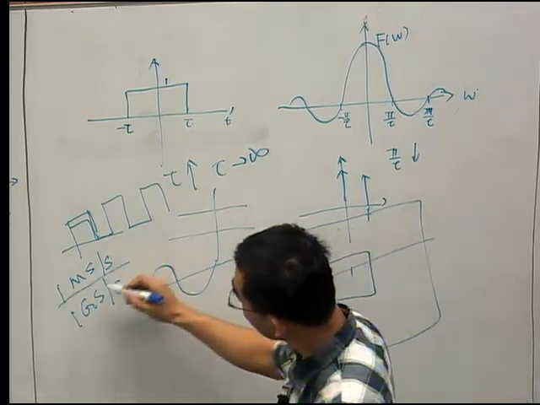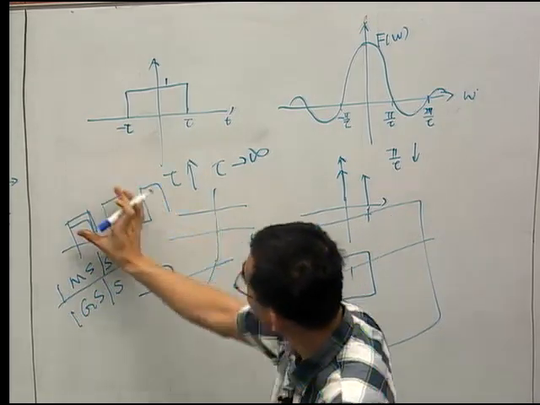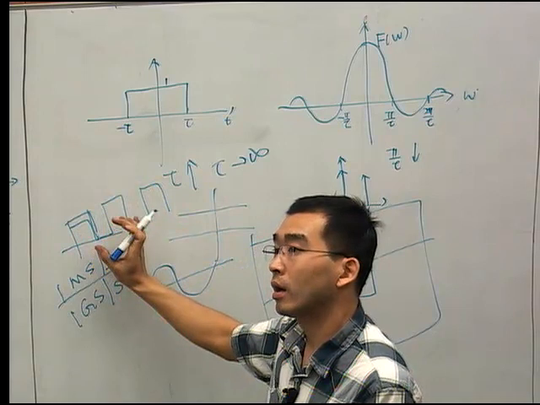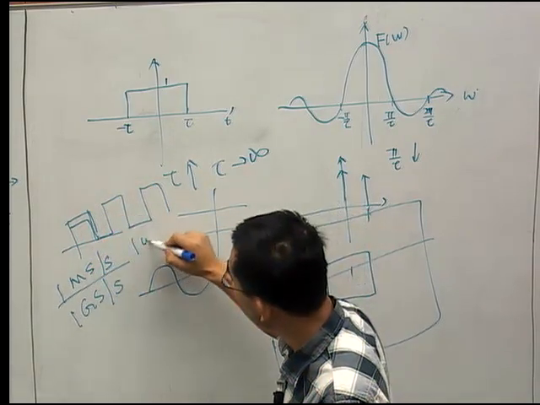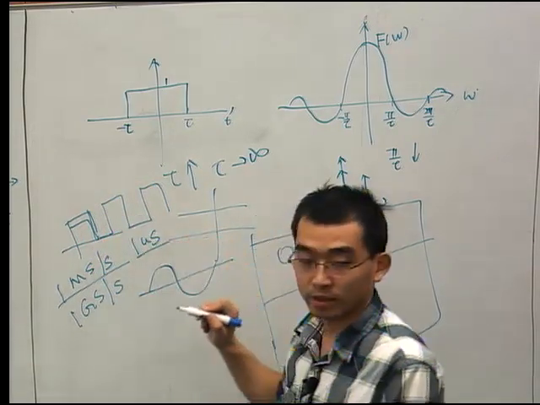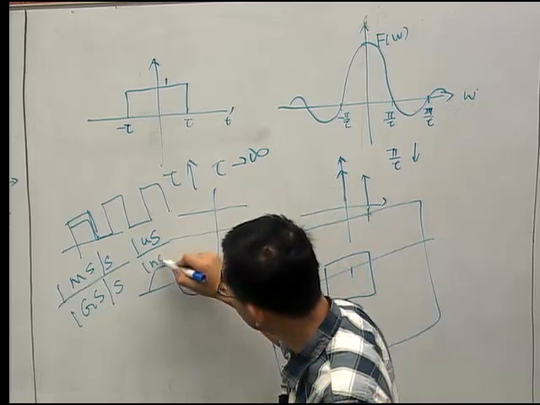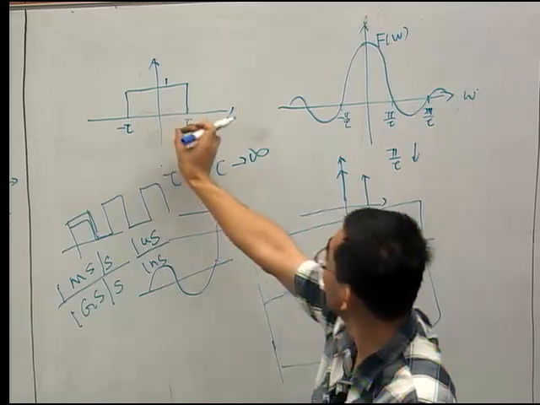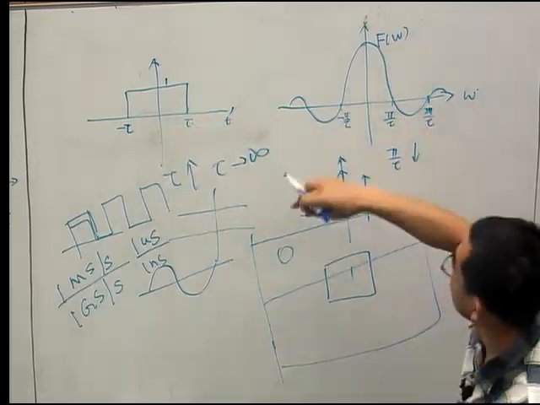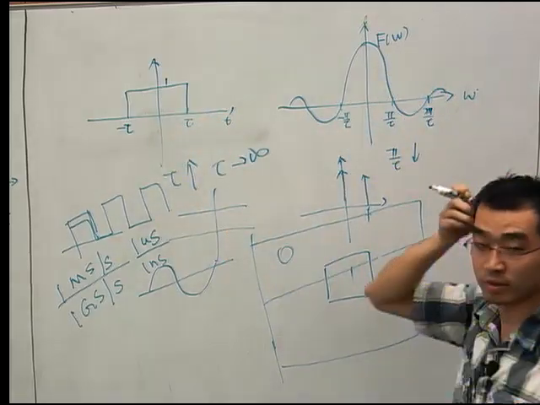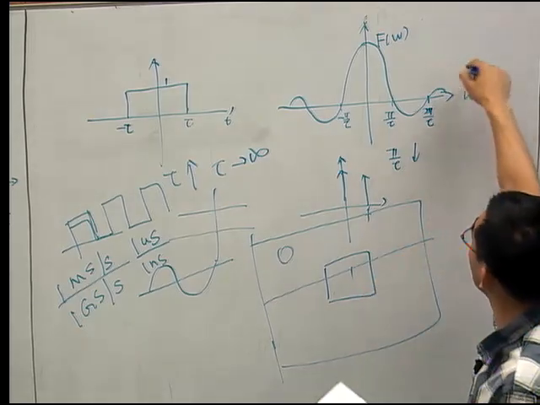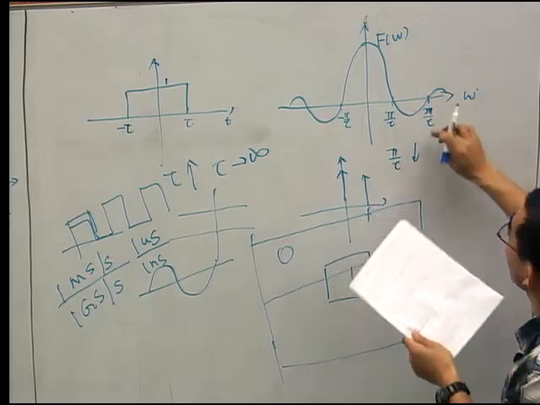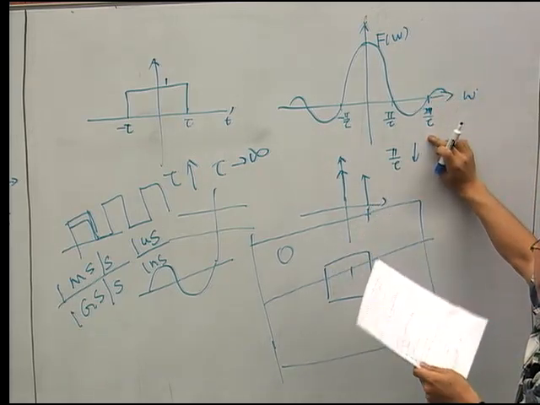If you have 1 megahertz, that means this one, the duration is about 1 microsecond, right? But this one is 1 nanosecond. So this one reduces a lot. This one becomes narrower, and your spectrum becomes wider. And you want this, so you need more bandwidth to transmit maybe up to here, the energy.